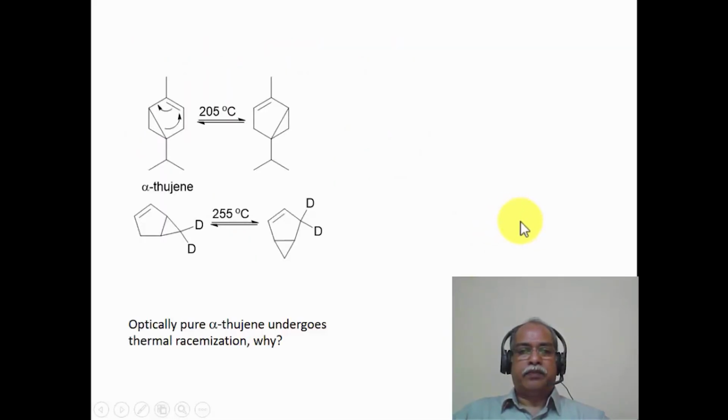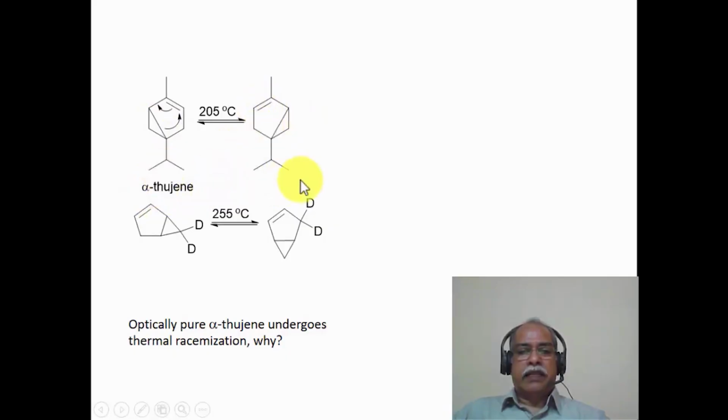Now, this is the structure of a terpene. This is alpha-thujene, a naturally occurring compound. This occurs in an optically pure form, for example. When you take an optically pure form of alpha-thujene and pyrolyze it at 205 degrees centigrade, it undergoes a 1,3 sigmatropic rearrangement. What is the rearrangement? This carbon-carbon bond migrates over here with a concomitant migration of the pi system over here, with the formation of a new carbon-carbon bond, resulting in the formation of alpha-thujene.